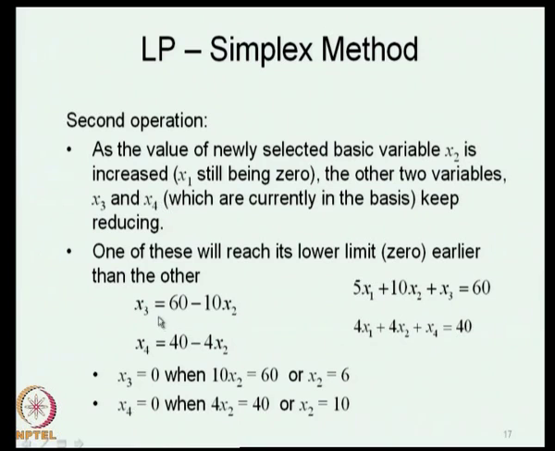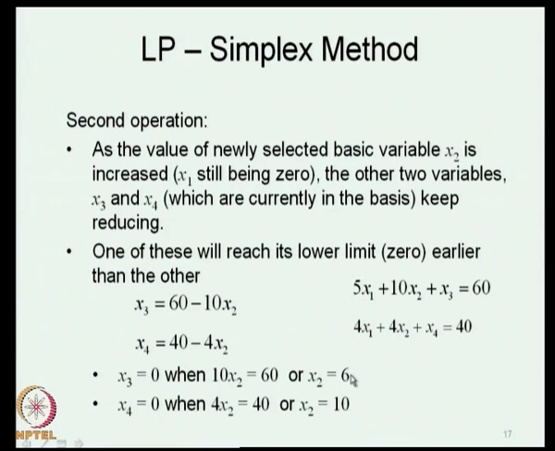So, from the first constraint I can write x3 is equal to 60 minus 10 x2. x1 is still 0, remember. And from the second I will write x4 is equal to 40 minus 4 x2. So, x3 will be 0 when x2 is equal to 6, and x4 will be 0 when x2 is 10. What does this mean?